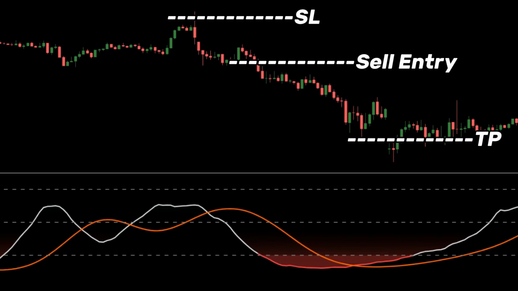By following these steps, you can use the Ultimate RSI to catch both upward and downward moves with clear rules, knowing exactly where to place your stop loss and take profit. This makes trading more organized and reduces the chance of getting caught in false signals.